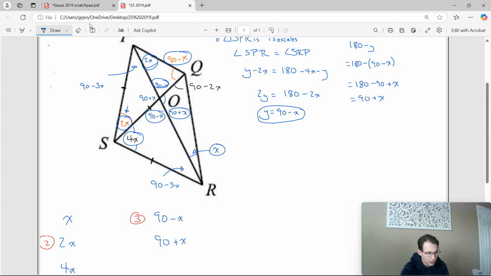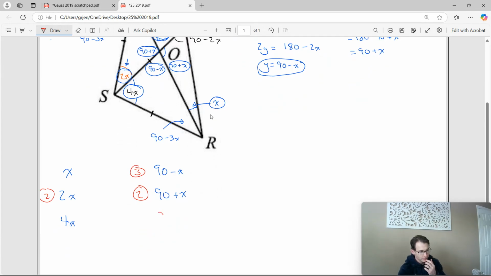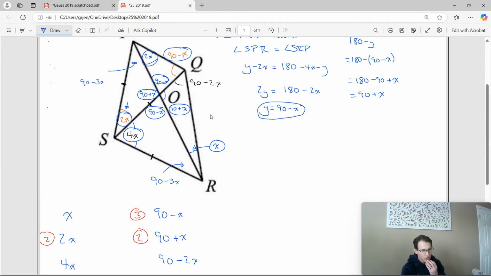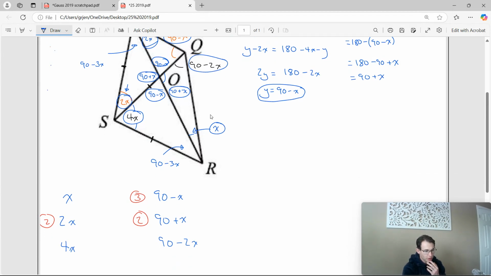We've got 1, 2 of those. And then we have 90 minus 2x, one of those. Oops. Why am I being so fussy about my colors? Minus 2x, right? Yeah, one of those. And then 90 minus 3x, so we'll just circle them as we count them. We have one of those.